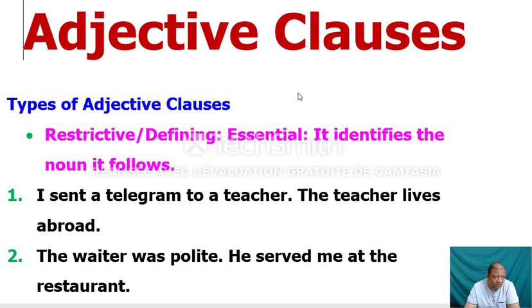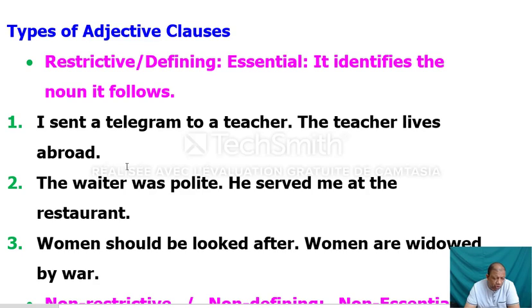So the first type is called restrictive or defining or essential. Why is it essential? Here the relative clause begins with a relative pronoun plus verb, and what comes after it is called a relative clause. In order to name it an adjective clause, it needs to have a relative pronoun or a relative adverb plus the predicate. I mean verb plus something after it.